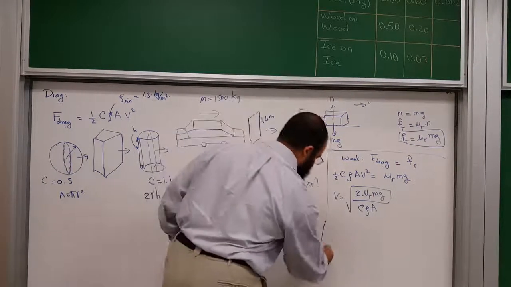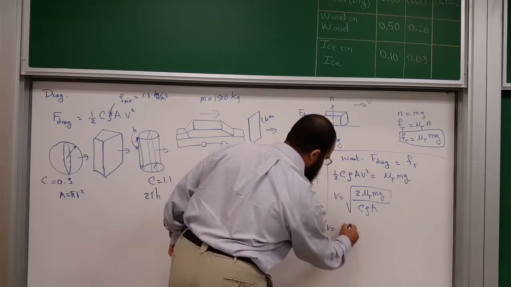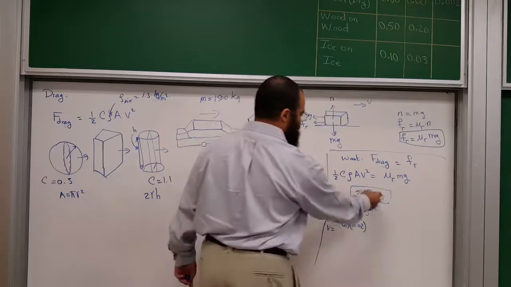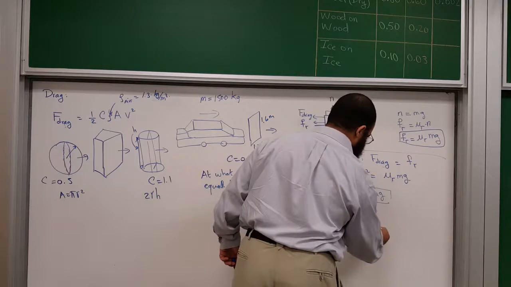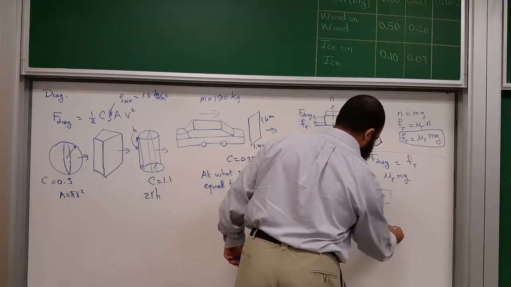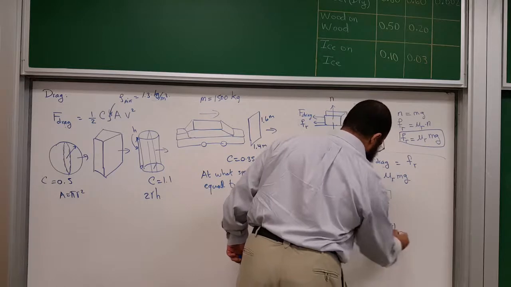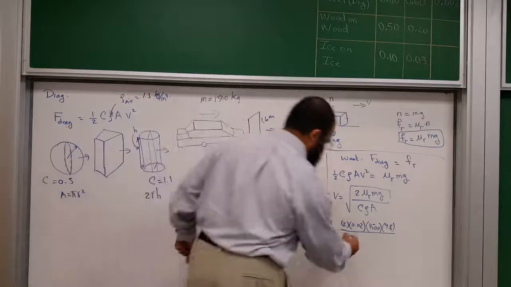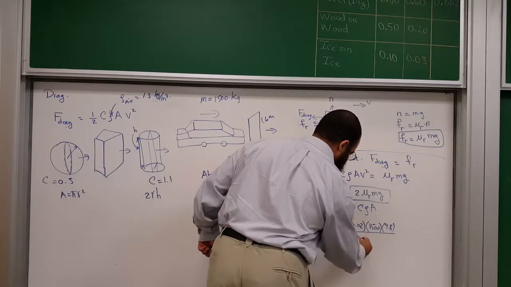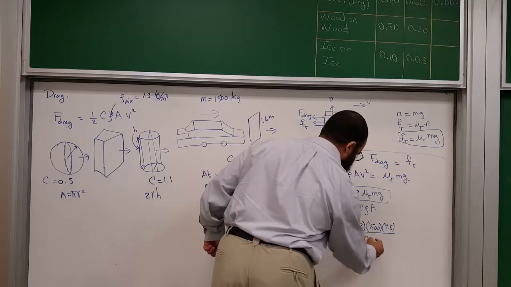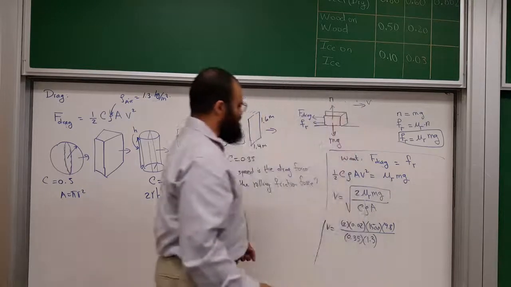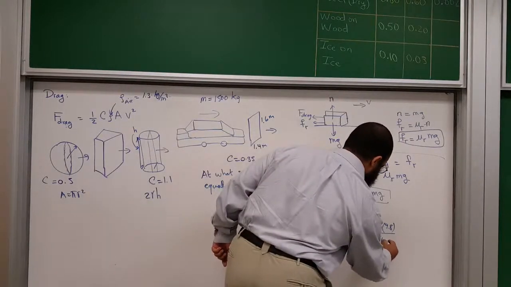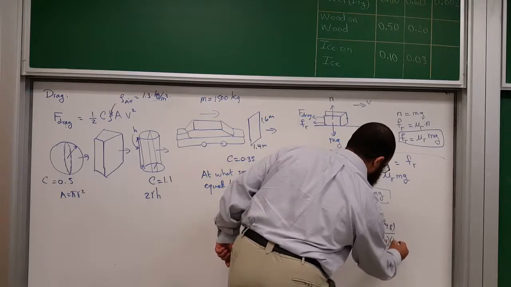Okay, so let's plug in the numbers and see what we get. So we get 2, mu r is 0.02 for the rolling friction. The mass of the car is 1500 kilograms, gravity is 9.8, and the drag coefficient C is 0.35, that's given to us. The density of air is about 1.29, 1.3. The area is 1.4 by 1.6, so 1.4 times 1.6.